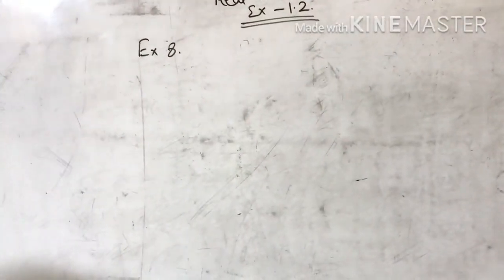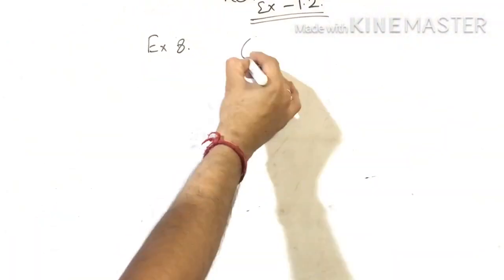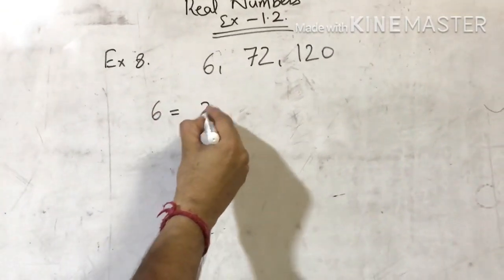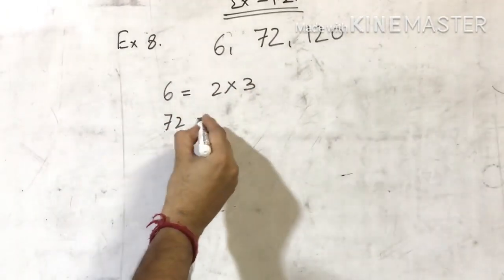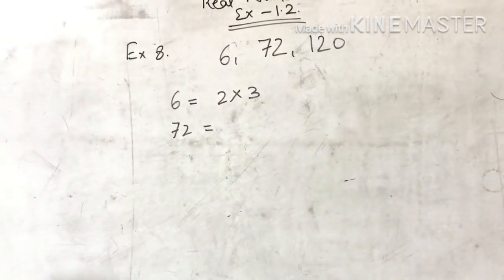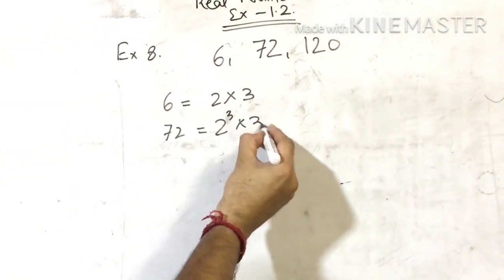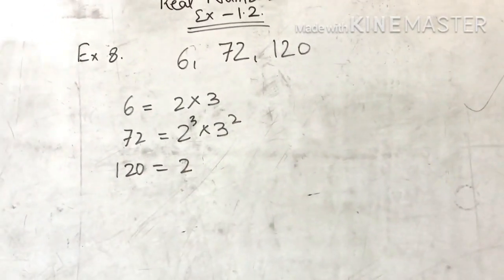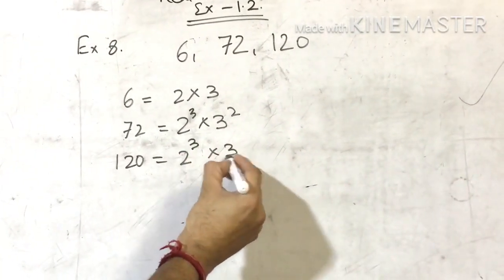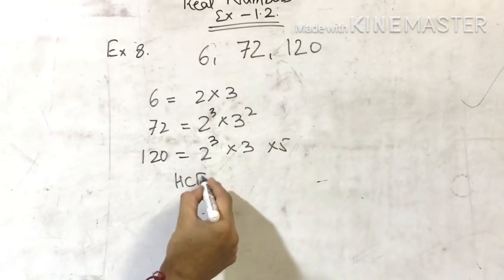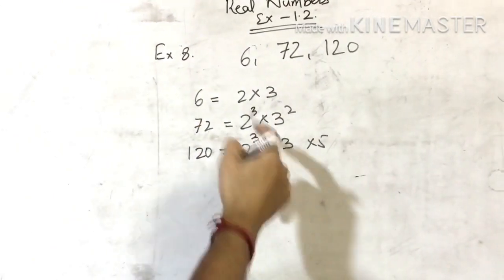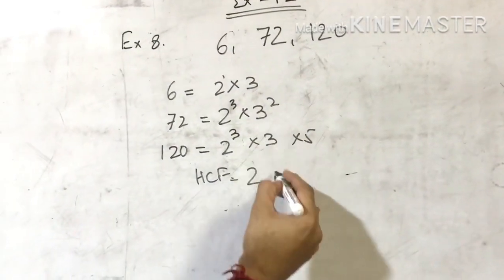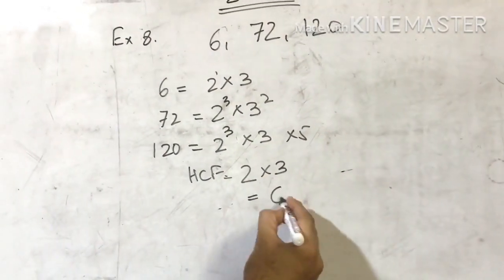Example number 8. Find HCF and LCM of 6, 72 and 120. So there are 3 numbers. Find the factors of all these numbers. Write down 2 into 3. Similarly, write down the factors of 72 and the third number. Now for finding HCF, the common number is 2. So the minimum power is 1. This one. So you will take 2. From these 3, the minimum power is again 1. So we will take 3. So HCF will be 6.